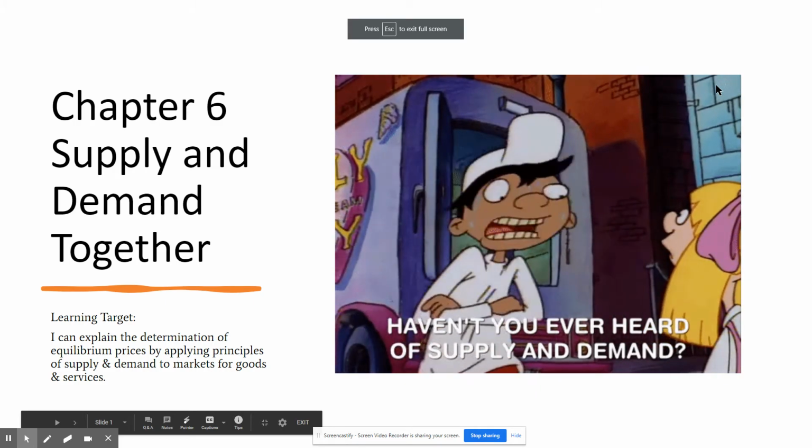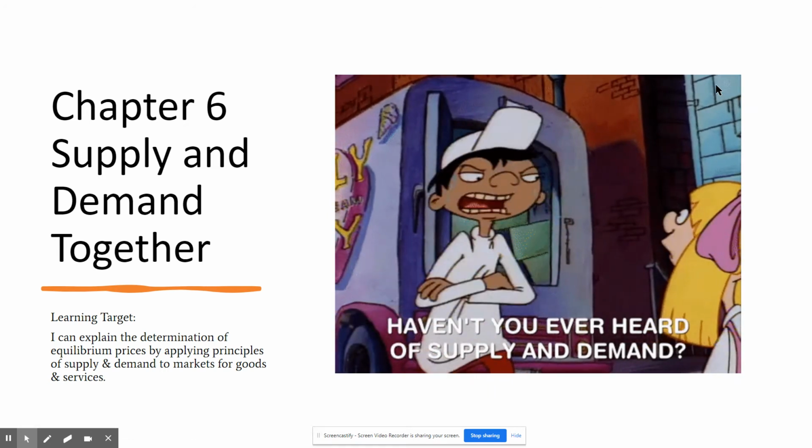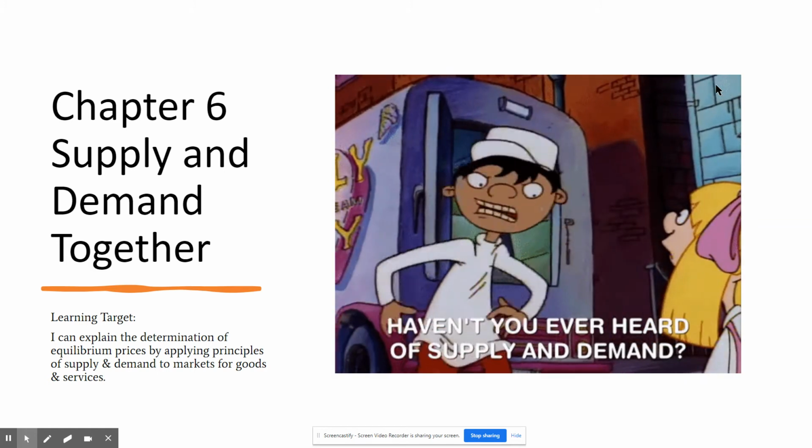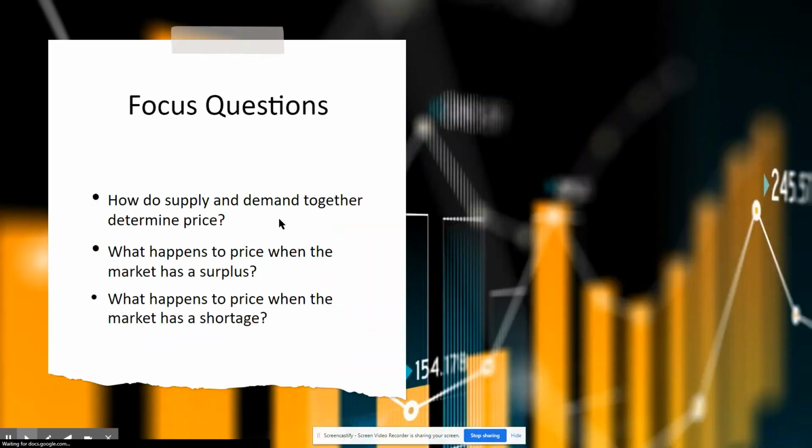Hey, everybody. So this is chapter 6. This is supply and demand together. So this is where we're going to take all the things that we've learned about demand and then supply and then do exactly what you think it is, which is put them together. So we have three focus questions that we're going to look at.